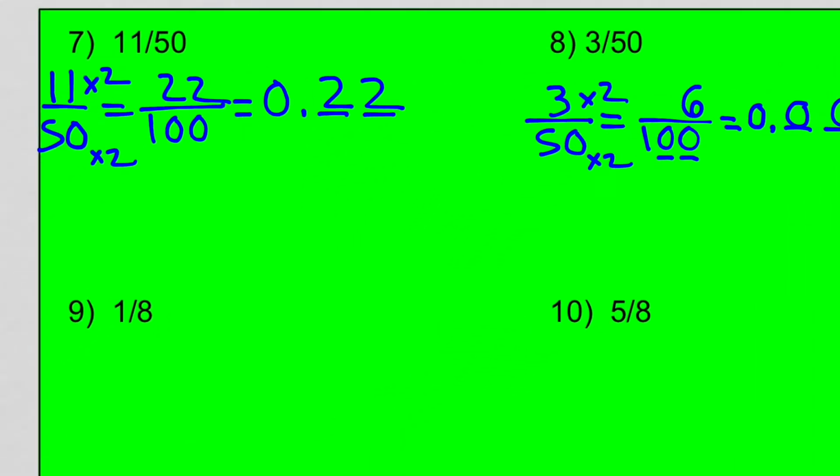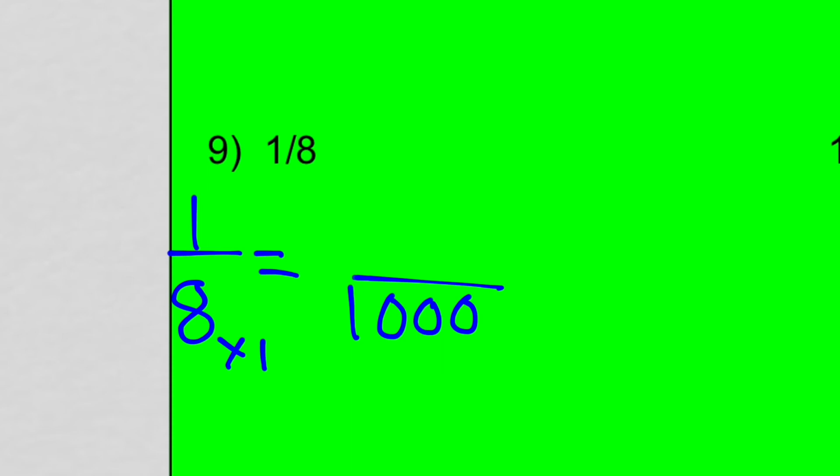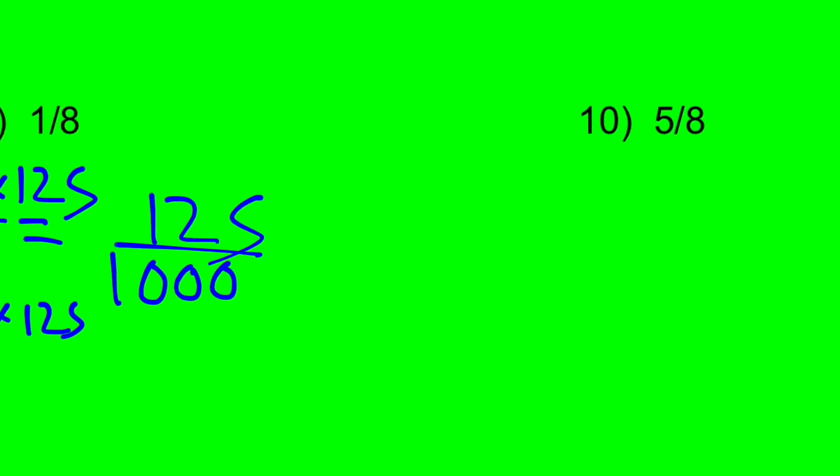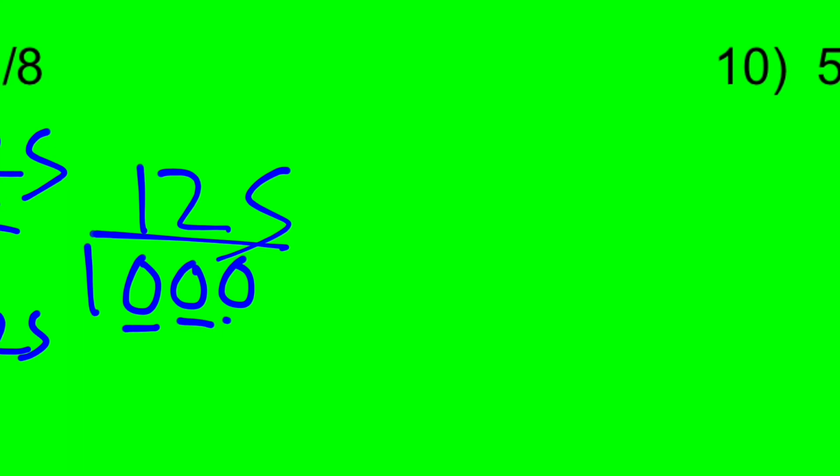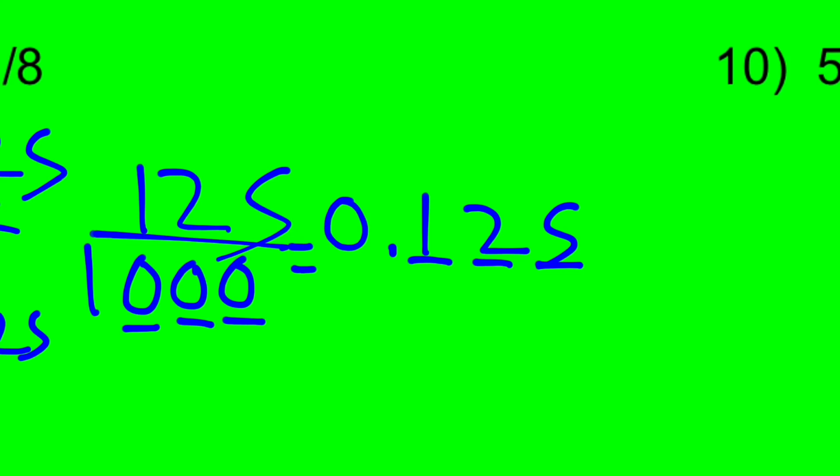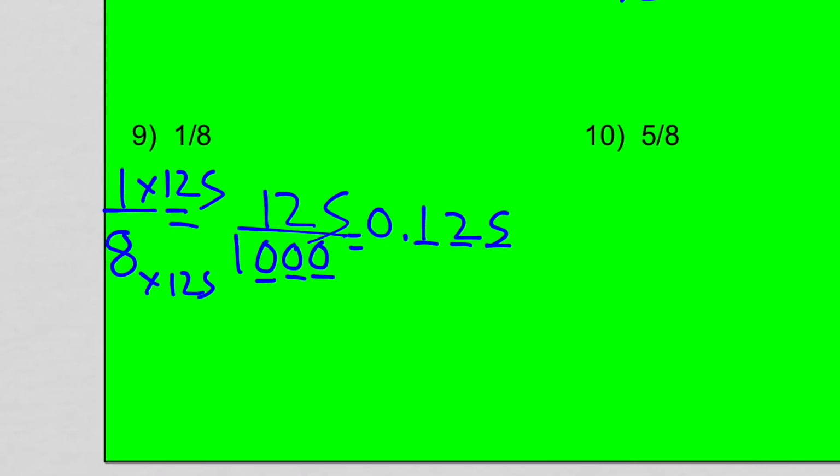And the last 2 I've got here is 1/8. Now, a lot of people don't know this, but 1/8 can be made into a fraction out of 1,000 by timesing by 125 and times by 125. And that gets you 125 over 1,000. Three zeros on 1,000. So 3 decimal spots, and in those decimal spots we put 125 and a 0 in front. That's 125 thousandths.